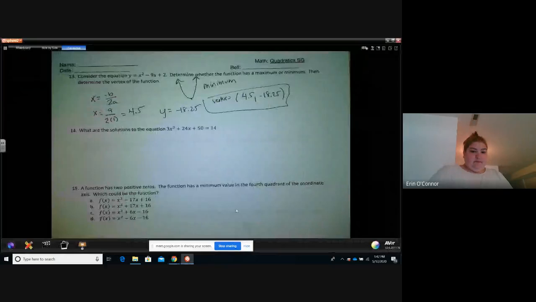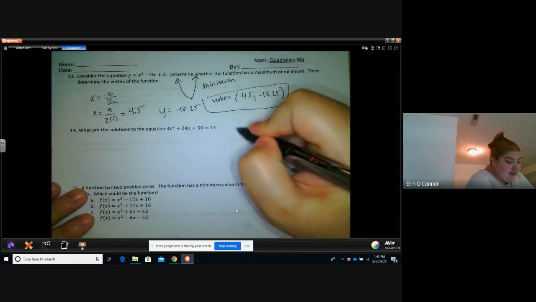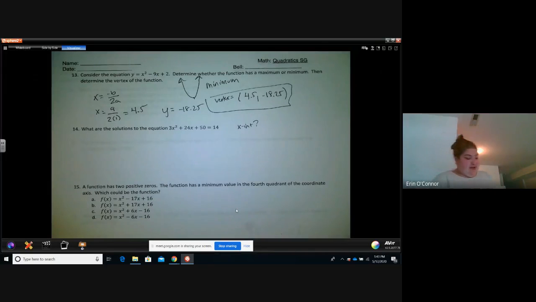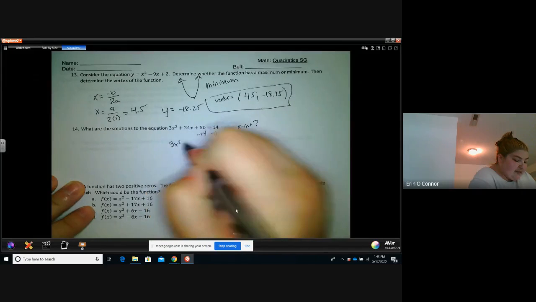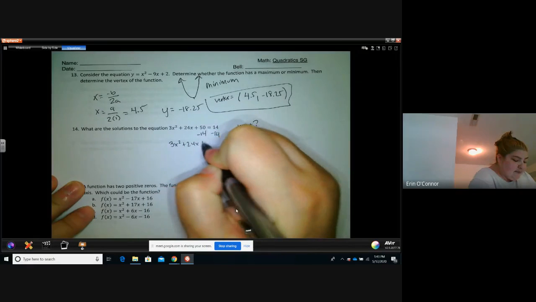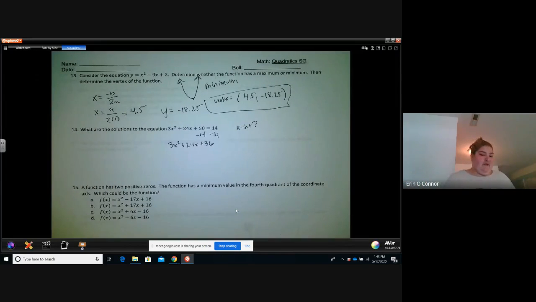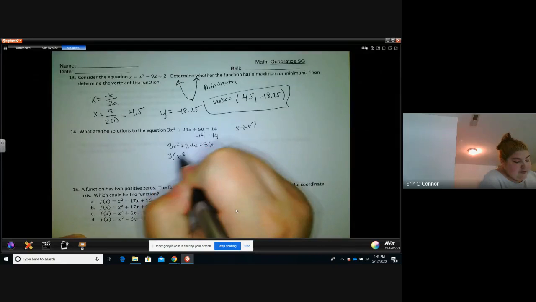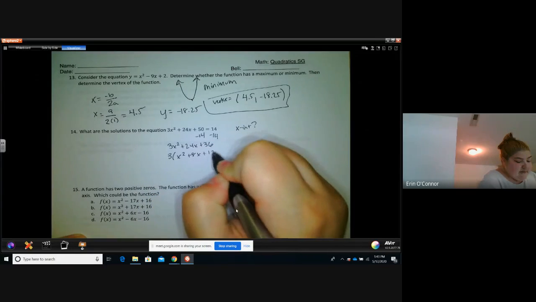Okay. What are the solutions to the equation? Remember, solutions means x-intercepts or zeros or roots. So we're going to have to factor this. To factor it, we have to first get it equal to 0. So subtract 14 from both sides, and I get 3x squared plus 24x plus 36. Now my a is not 1, so I need to take out the GCF, which would have to be 3. And I get x squared, 24 divided by 3 is 8, 36 divided by 3 is 12.